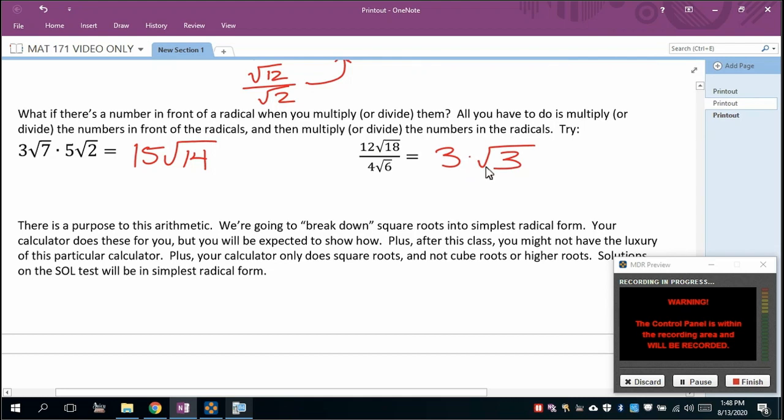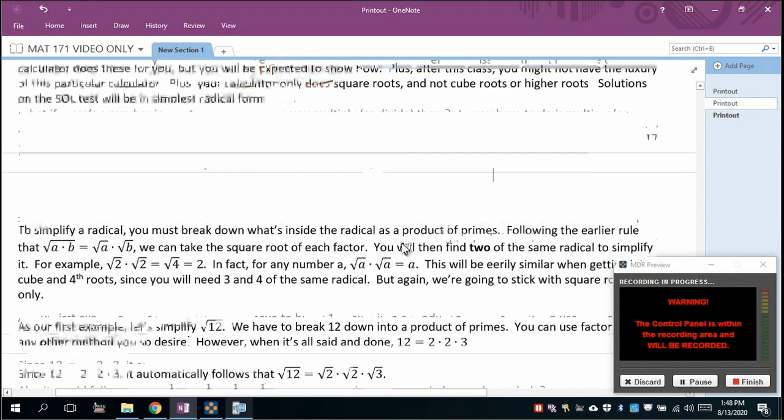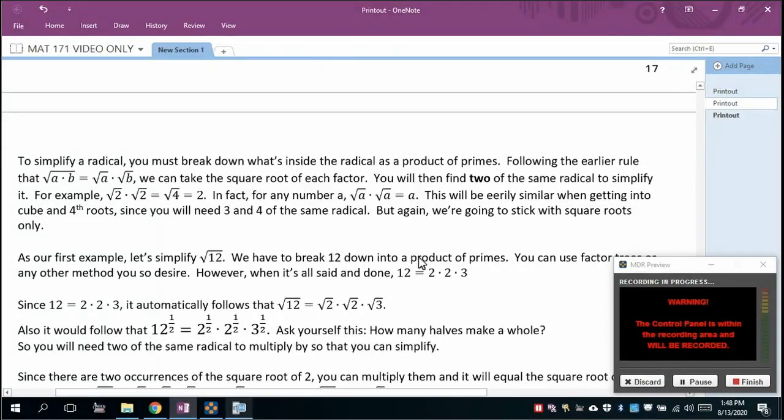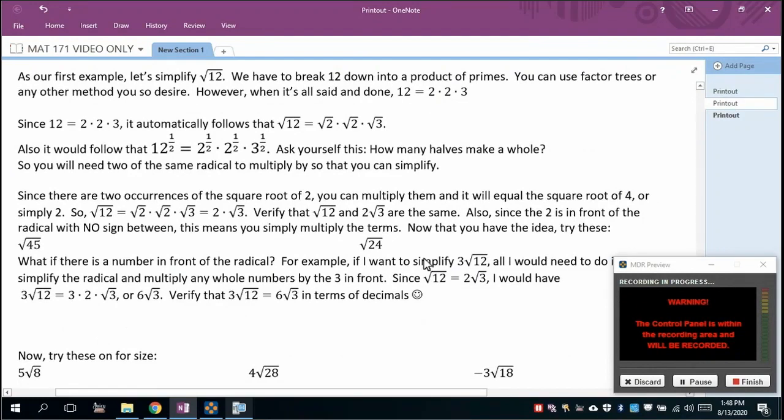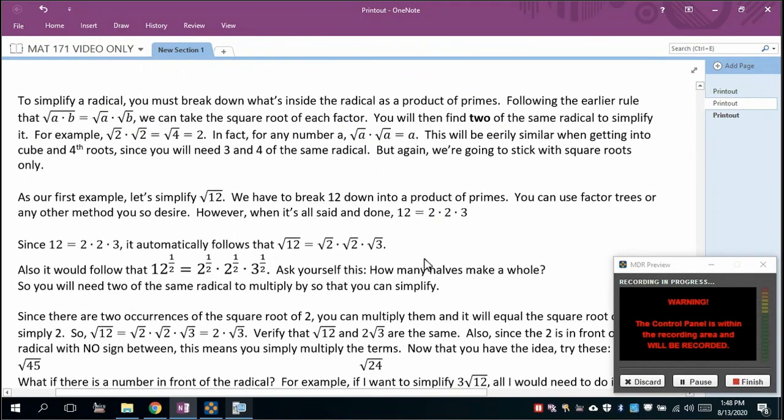Now, there is a purpose to this. When I taught high school, I talk about SOL tests, but final answers, particularly on my lab, you're going to have to be able to do them in radical form. So, for instance, if I wanted to simplify the square root of 12, we want to break 12 down into a product of primes.